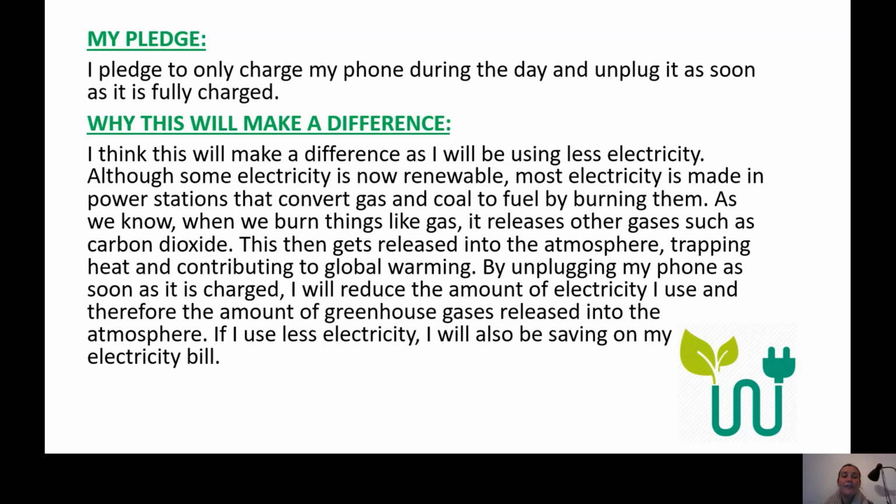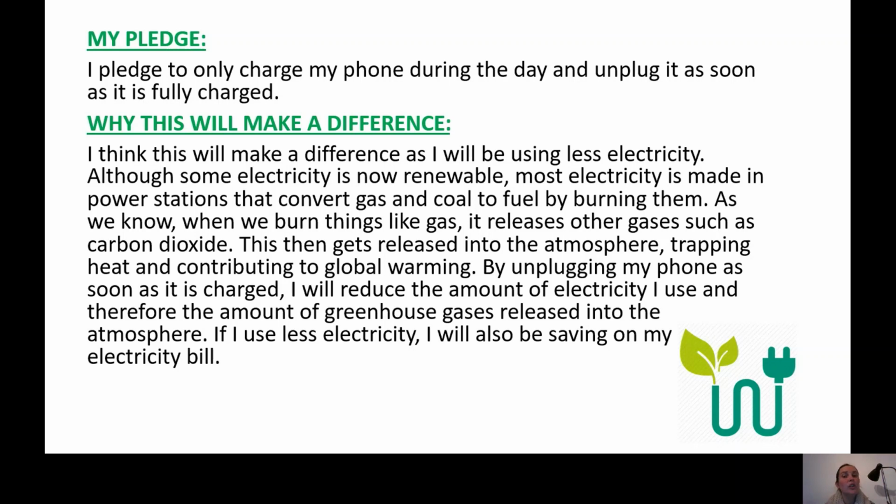By unplugging my phone as soon as it is charged, I will reduce the amount of electricity I use and therefore the amount of greenhouse gases released into the atmosphere. If I use less electricity, I will also be saving on my electricity bill. So that's my pledge and why I think this will make a difference.